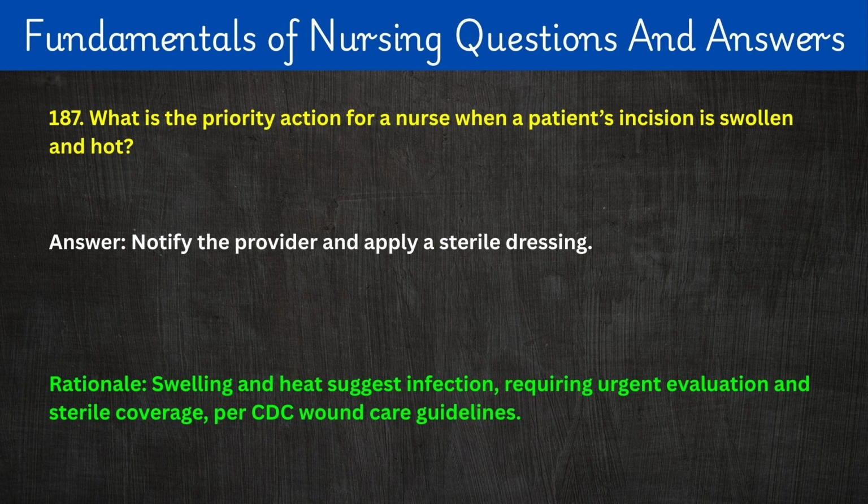187. What is the priority action for a nurse when a patient's incision is swollen and hot? Answer: notify the provider and apply a sterile dressing. Rationale: swelling and heat suggest infection, requiring urgent evaluation and sterile coverage, per CDC wound care guidelines.